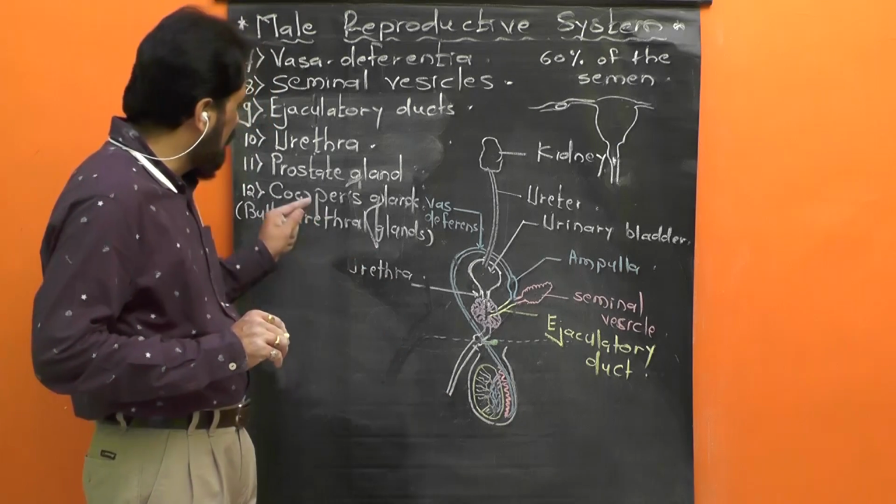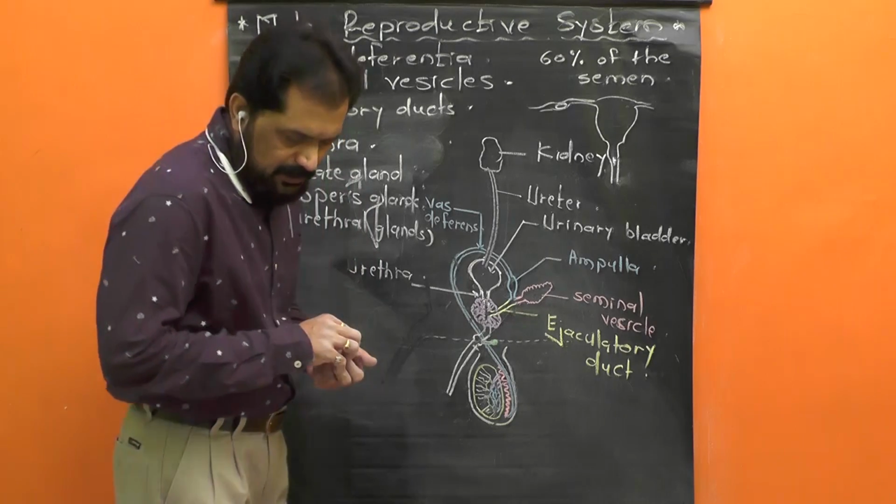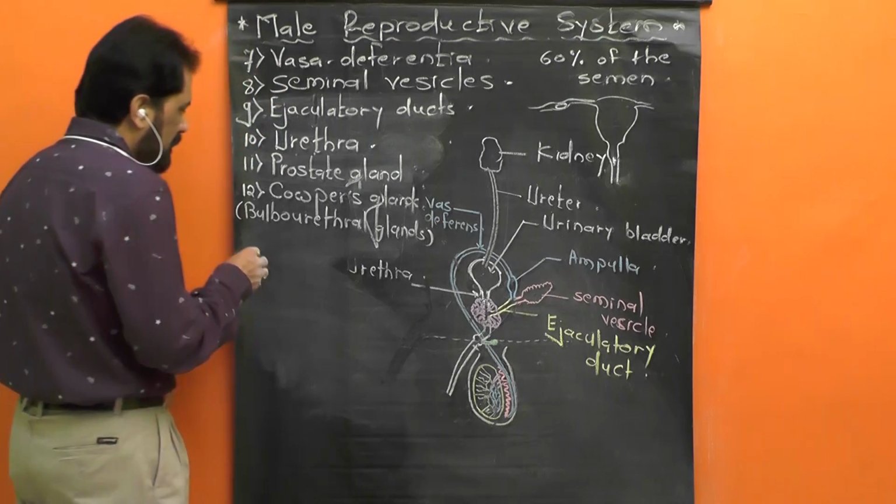So here we have seen about the Cowper's gland, and now come to the last part of the male reproductive system, that is the penis.